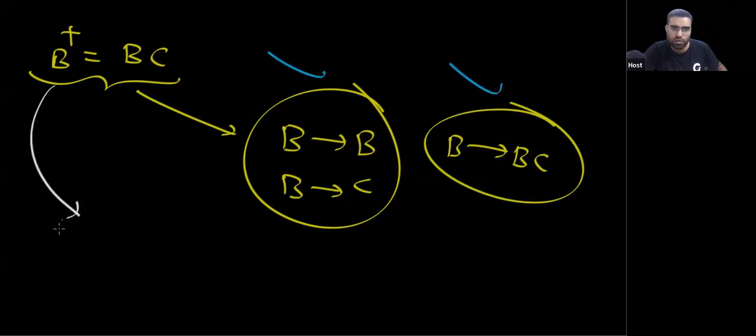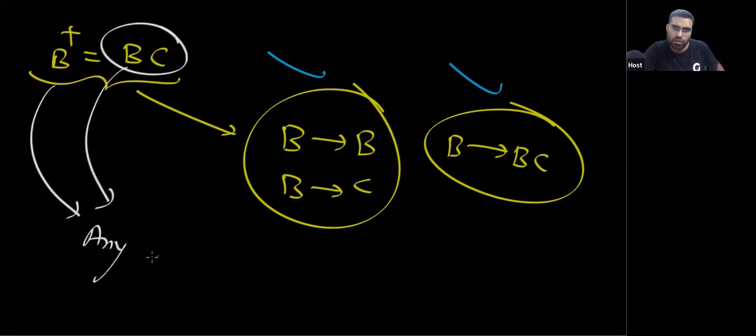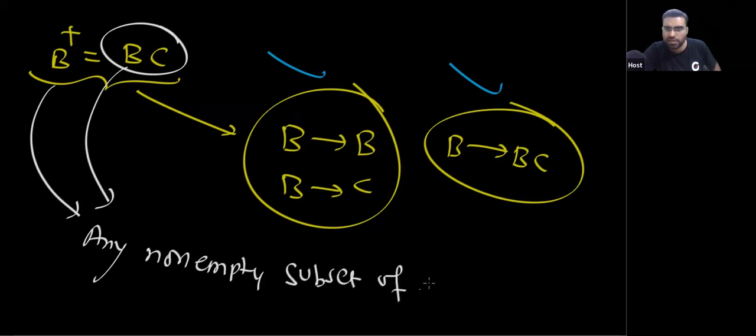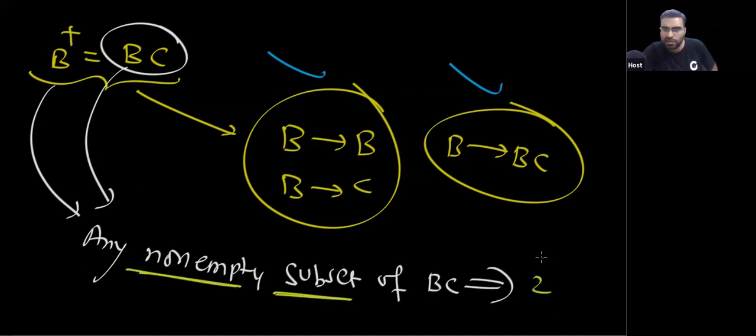So finally, here you can notice what I can do. Remember, any non-empty subset of BC you can take. So tell me how many non-empty subsets are there? That will be 2 power 2 minus 1. That will be 3. Yes or no? Very simple, right?